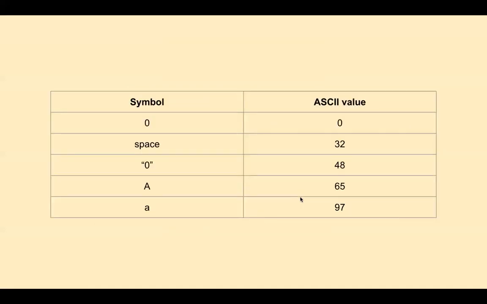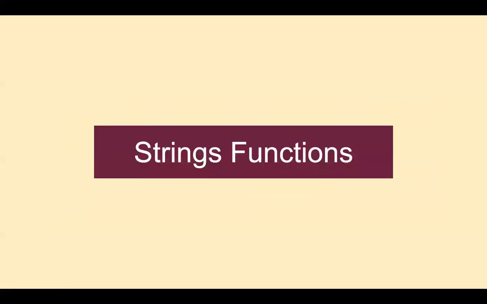Now, these are some of the common numbers which we might want to remember, the ASCII values. If the symbol is the number 0, the ASCII value is 0. Similarly, for number 1, it is ASCII value of 1. For space, it is 32. For the string 0, it is 48. For capital A, it is 65. For capital B, it is 66, and so on. For small a, it is 97. For small b, it is 98, and so on. So these are a few of the general values which we might want to remember.